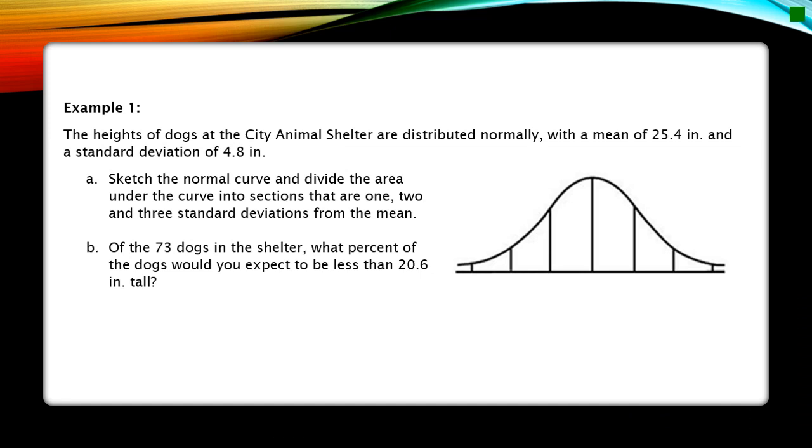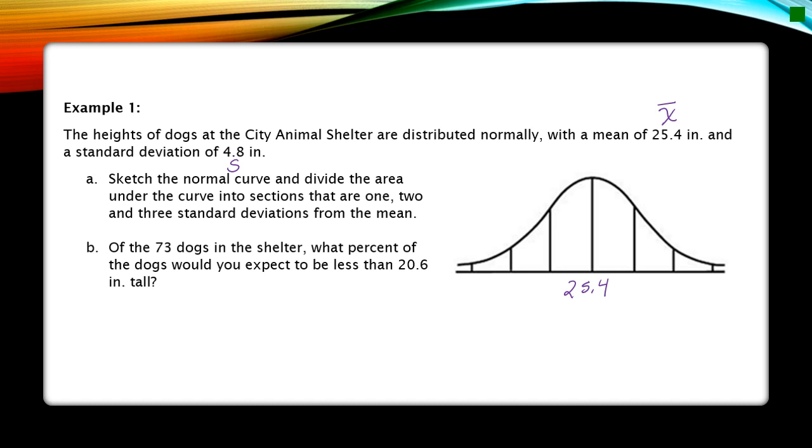The heights of dogs at the city animal shelter are distributed normally with a mean of 25.4 inches and a standard deviation of 4.8 inches. Part A says sketch the normal curve and divide the area under the curve into sections that are 1, 2, and 3 standard deviations from the mean. So the mean always goes in the middle, that's 25.4.